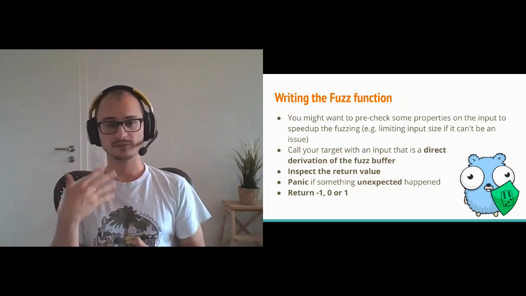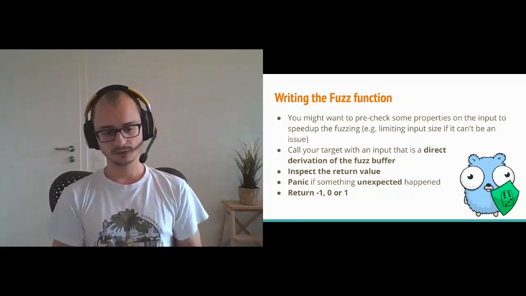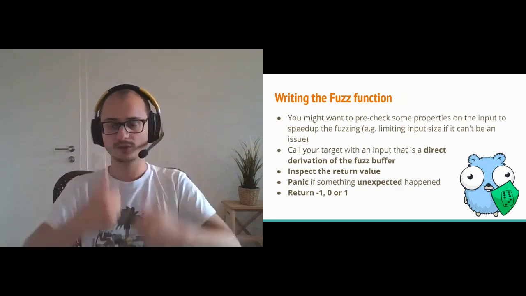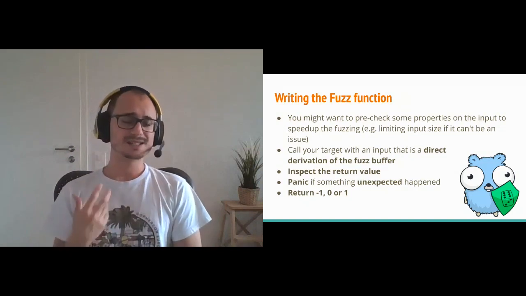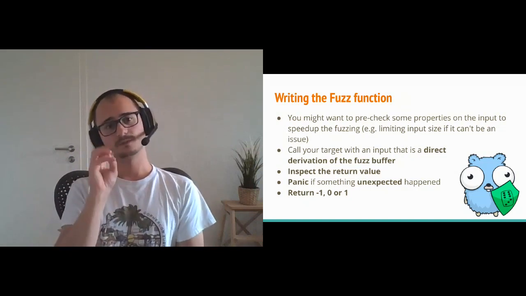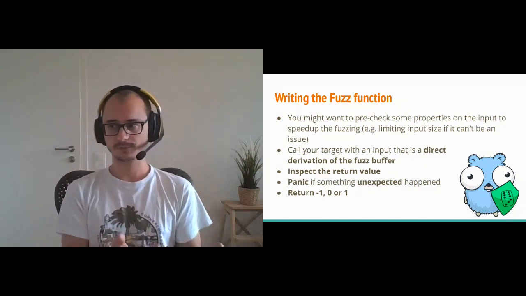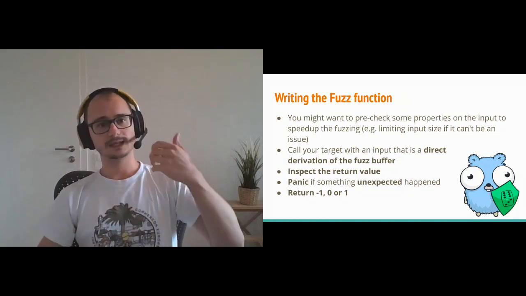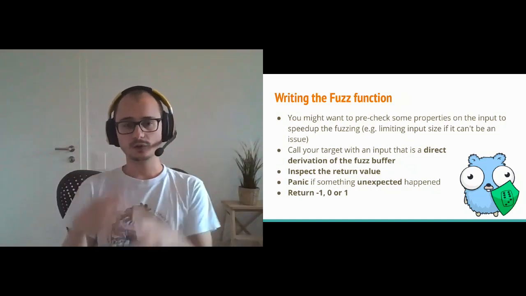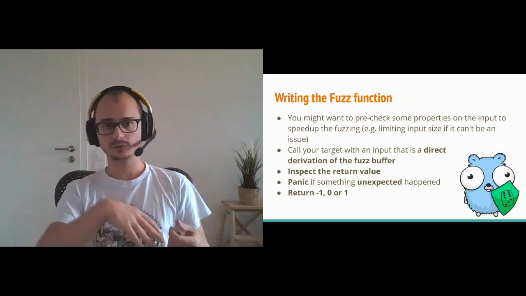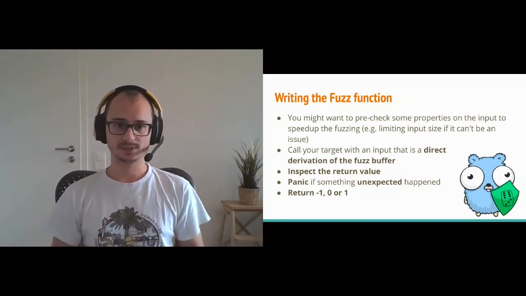This makes fuzzing faster. Then you must derive your input from the byte slice. So if your function takes a byte slice, good, you're done. If it takes a string, you need to cast it to a string. If it takes something more complex, you need to create a function, which I suggest to keep separate, to convert that byte slice to a struct, and then pass that struct to your function so that the fuzz target is separate. Then you call your function, you inspect the return value, and I'm going to expand on this later, and then you panic if something unexpected happens.